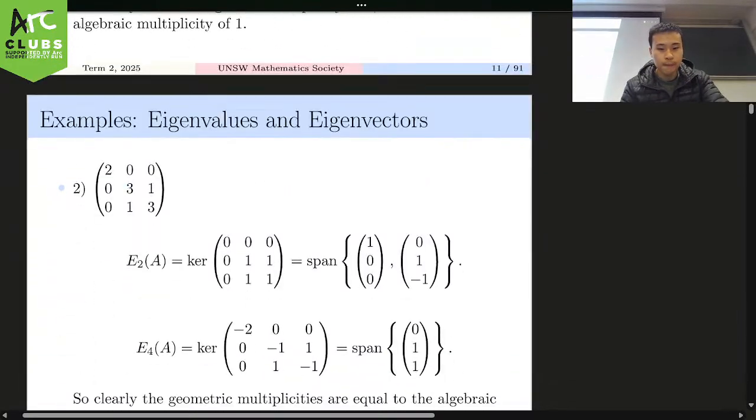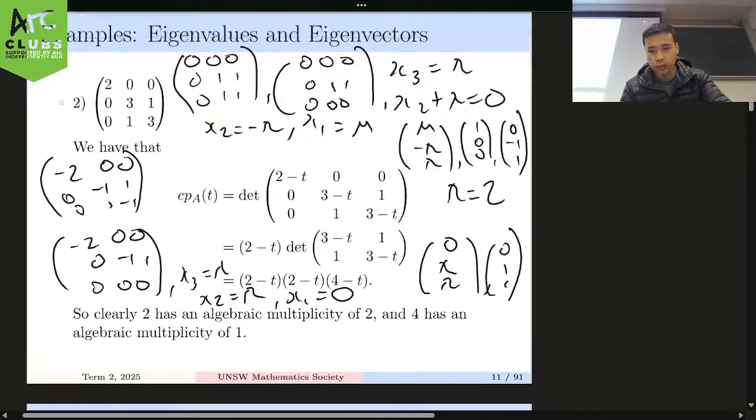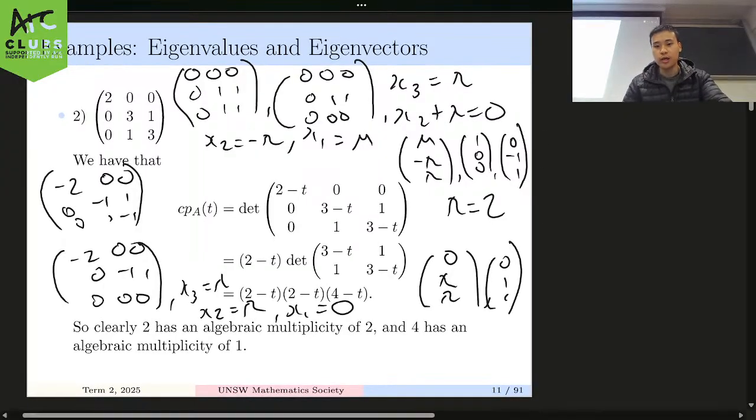Let me check if I'm right. 0, 1, 1. Yeah, okay, good. It's right. This is the negative of that, so you can make it negative, it's essentially the same thing.